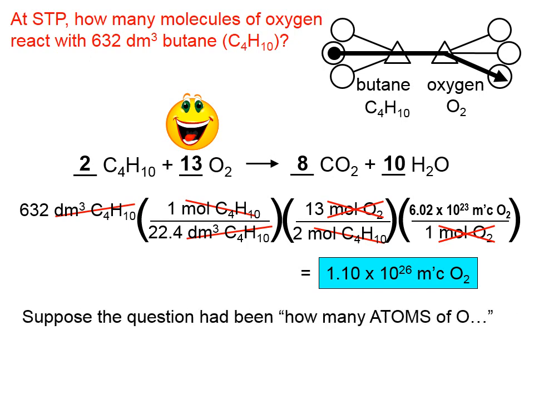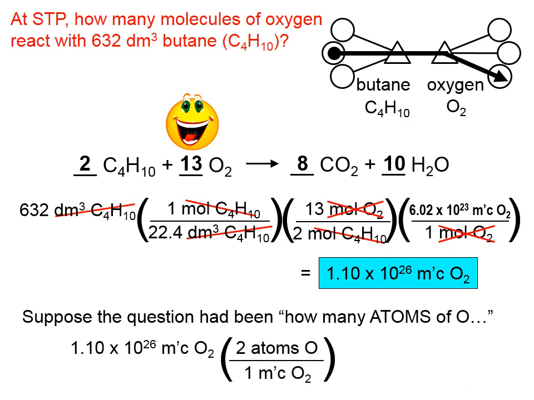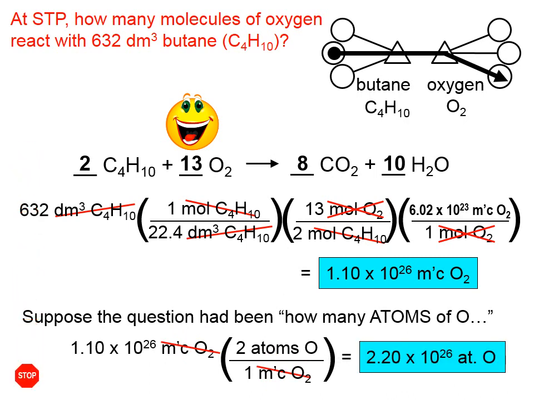If the question had been how many atoms of oxygen react with 632 cubic decimeters of butane, we would say, well, since we have 1.10 times 10 to the 26 molecules of oxygen, that is, molecules of O2, and in every 1 molecule of O2 there are 2 atoms of oxygen, our answer would have been 2.20 times 10 to the 26th atoms of O. Notice that we have the same number of significant figures in our answer as what we started with. 632 has 3 sig figs, and our answers also have 3.